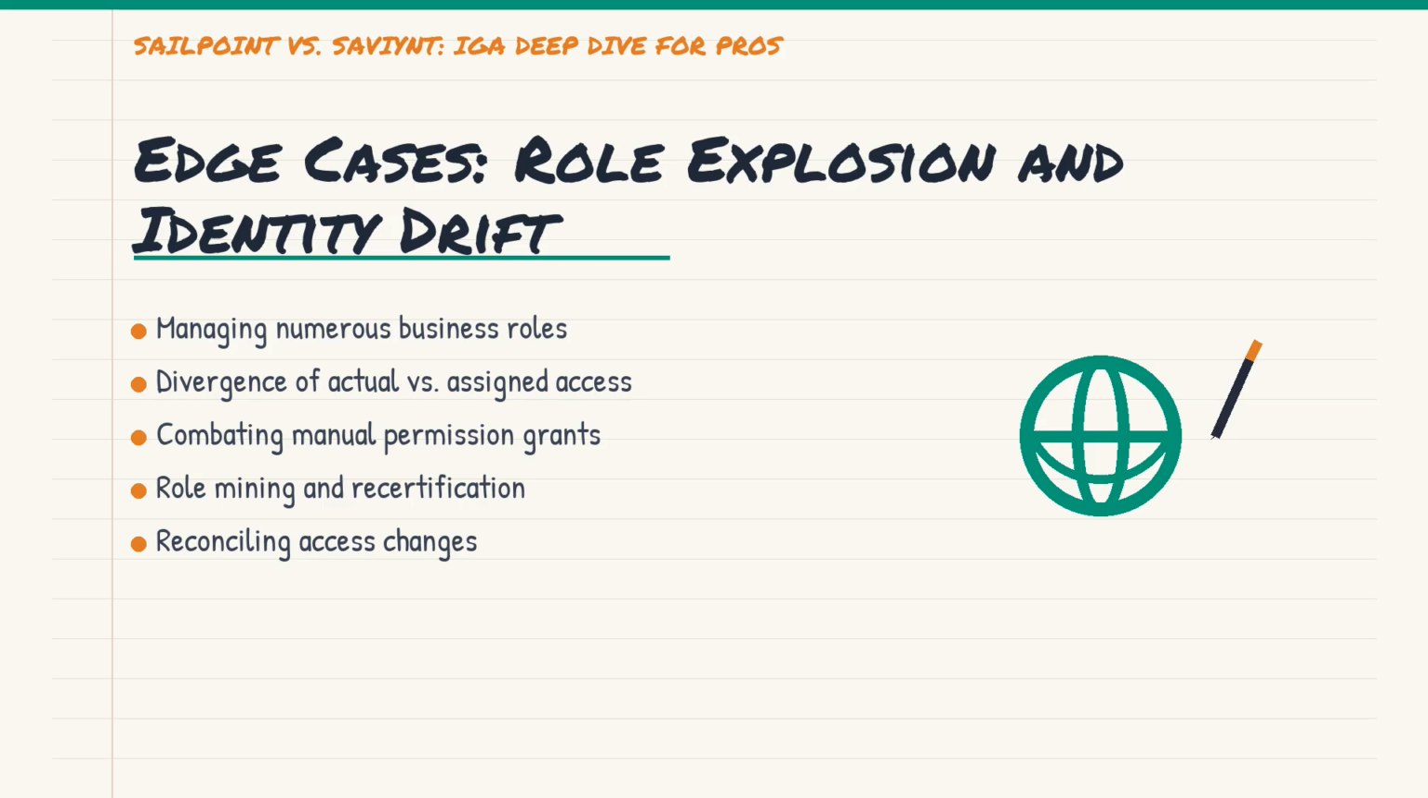Conversely, identity drift is when a user's actual access over time diverges from their assigned role, often due to manual overrides or ad hoc permissions granted outside the IGA system. Both SailPoint and Saviynt need sophisticated role management and reconciliation processes to combat these. Identifying and remediating identity drift is crucial for maintaining the integrity of your access controls.